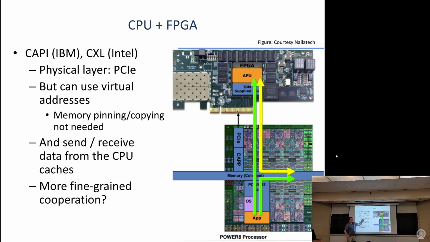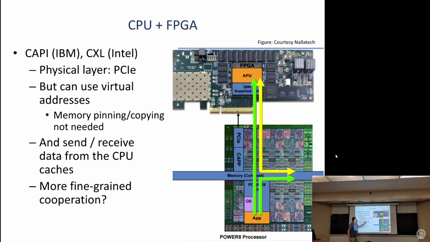So physically, they still go over PCI Express. And we'll talk a little bit later on in the course about what PCI Express looks like, at least at a high level. But PCI Express is like a high-speed serial interface. So they layer on top of that. But they add additional functionality so that now they can use virtual addresses. That's what makes it coherent. So now basically the FPGA or accelerator can ask for data from the CPUs and use virtual addresses. And it doesn't have to be a copy.